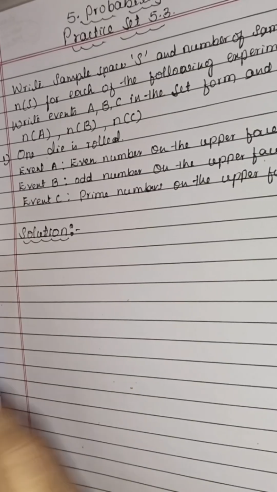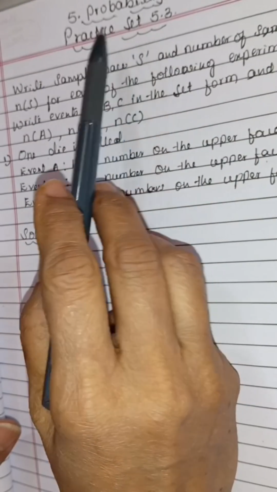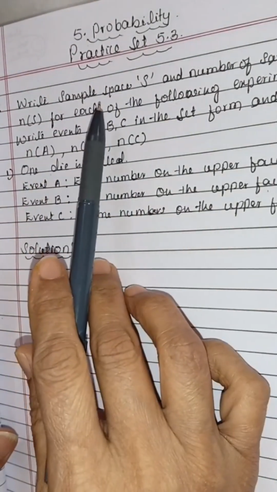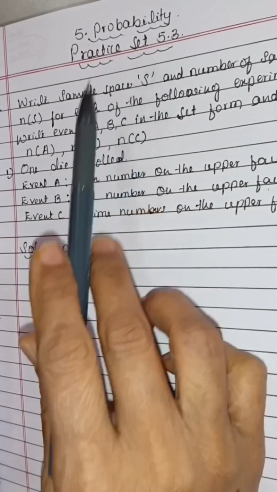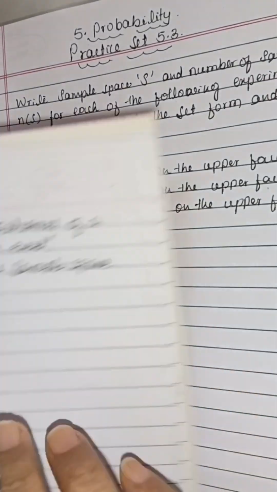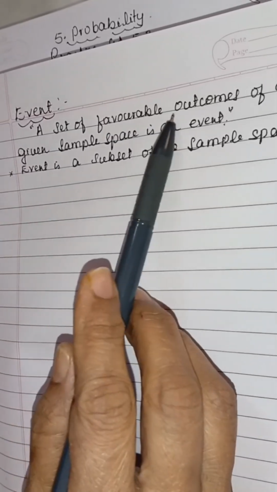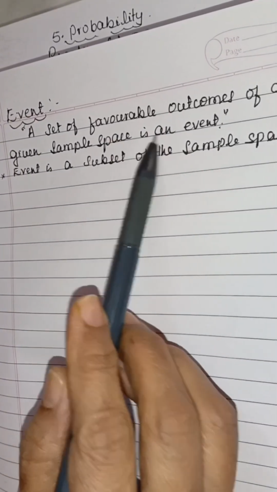Hello students, today we are going to solve practice set 5.3 of 10th standard maths part one, algebra, in chapter number 5, probability. Before I start practice set 5.3, let's understand what an event is. An event is a set of favorable outcomes of a given sample space.